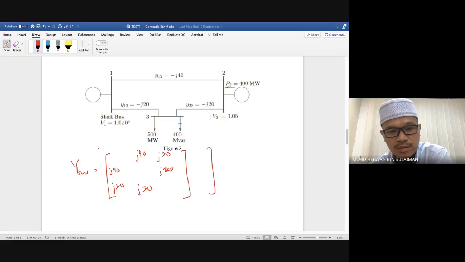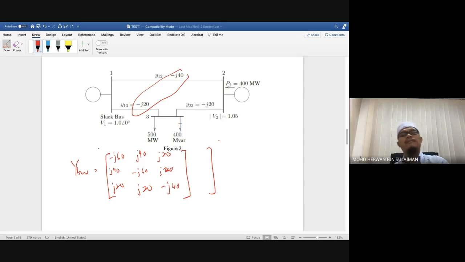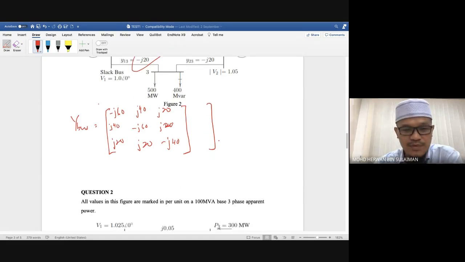So 11, the ones that connect together, 11 and 12. So this one is negative. Do not make it negative. Negative J60. 22, 22 with this one also. Negative J60. 33, negative J40. Right. Okay, first thing first.